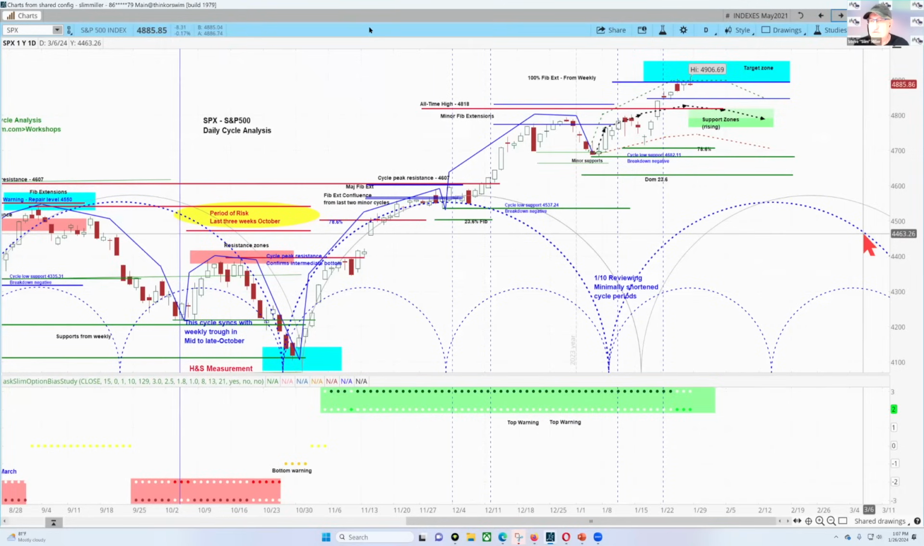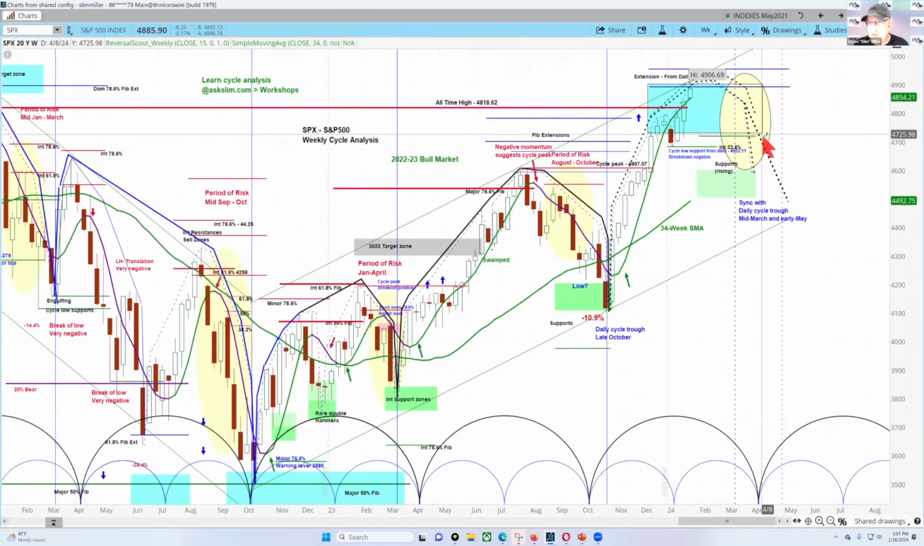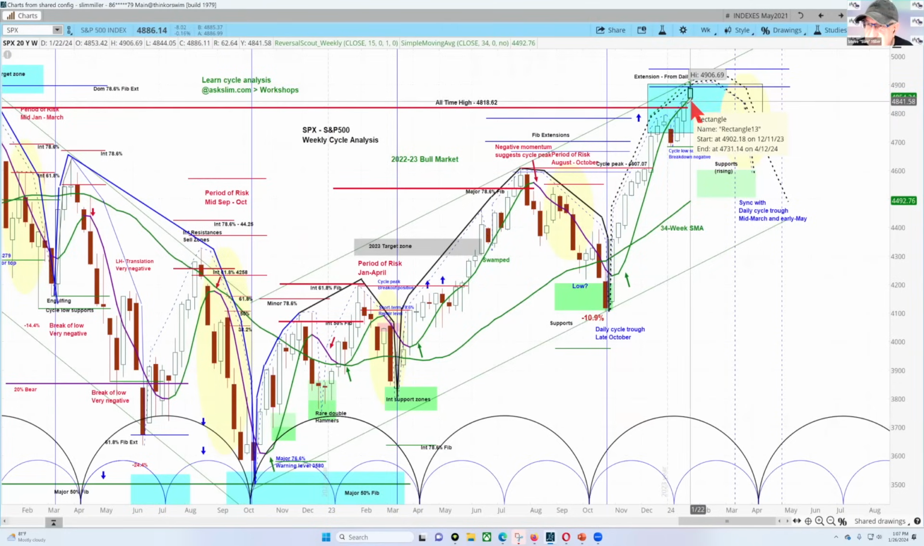We don't really know which of those is going to contain this corrective period, and when that period of risk comes in. But we do know that it's going to need to have a downturn in momentum.